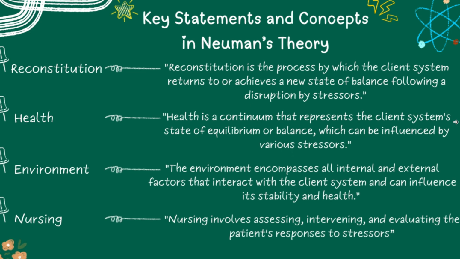And we have reconstitution, health, environment, and nursing. Reconstitution is the process by which the client system returns to or achieves a new state of balance following a disruption by stressors. And health is a continuum that represents the client system's state of equilibrium or balance, which can be influenced by various stressors. And environment encompasses all internal and external factors that interact with the client system and can influence its stability and health. And nursing involves assessing, intervening, and evaluating the patient's responses to stressors.